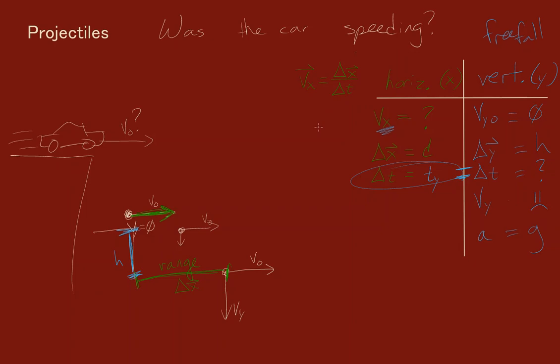Another thing I could ask for, maybe I want the final speed that the car strikes the ground with. So I want this speed right here. Well, if I've found my horizontal, and all I would need then is my vertical, and I could do Pythagorean theorem.